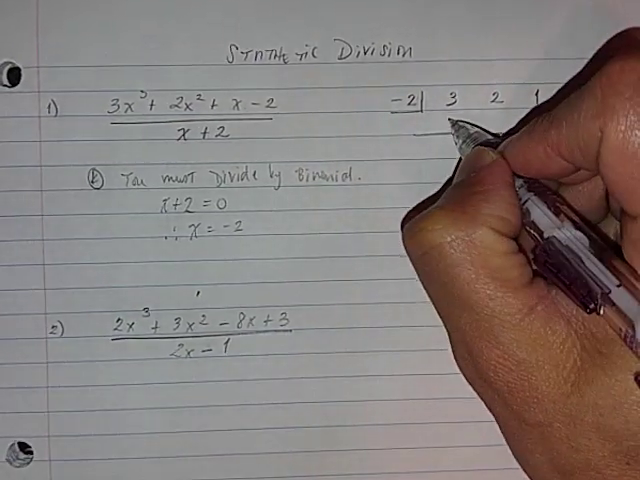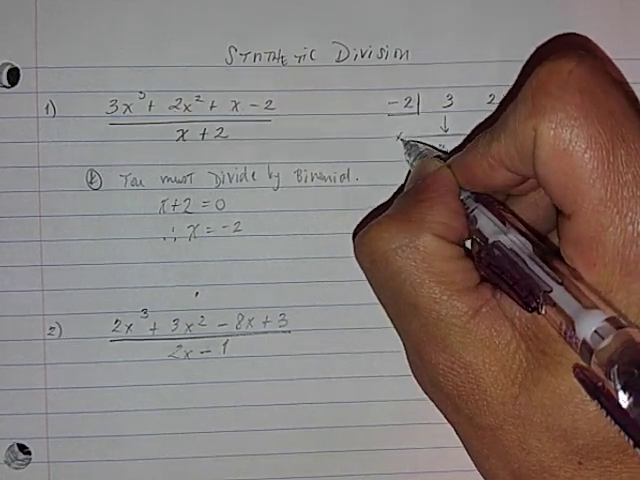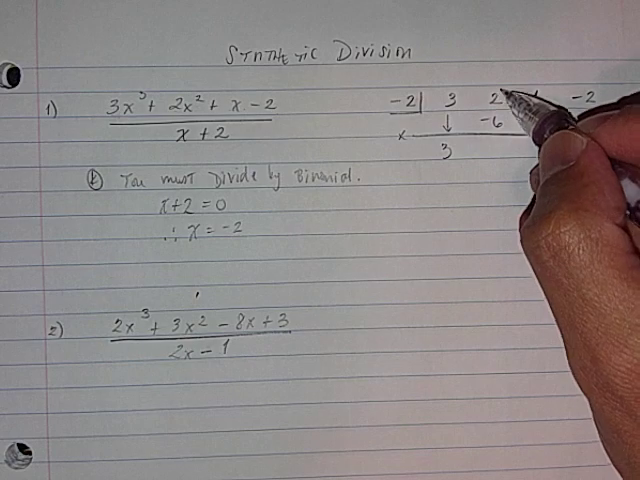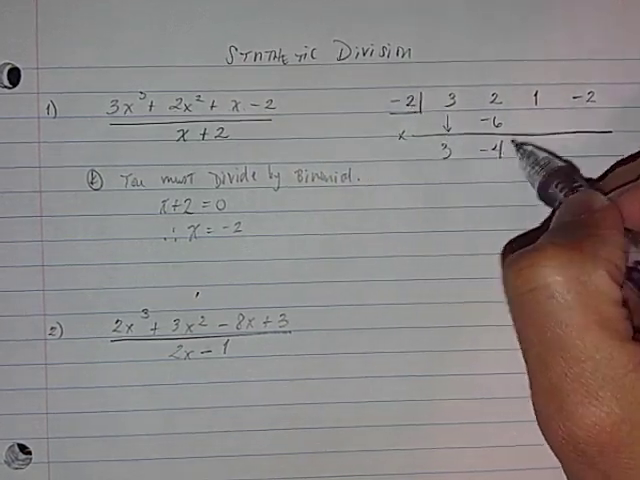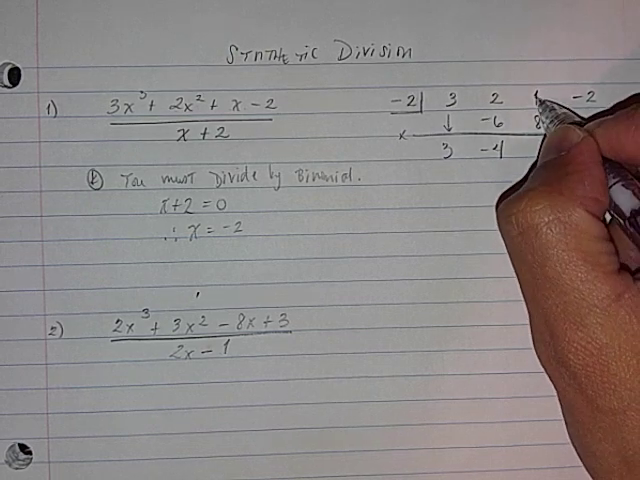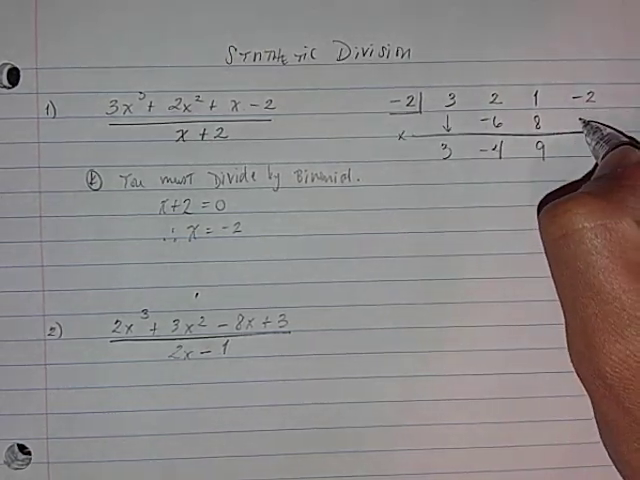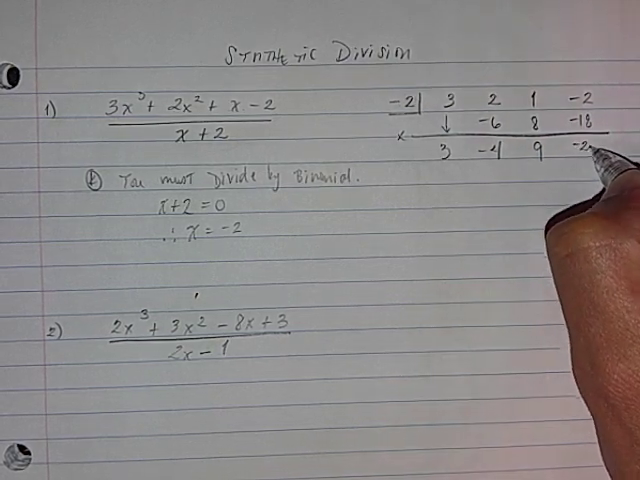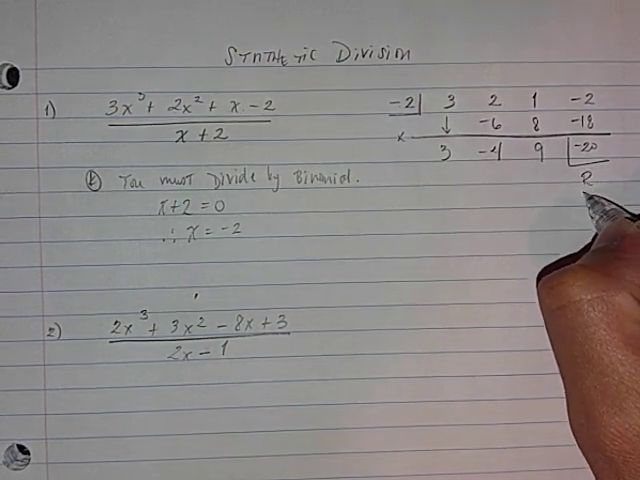Okay, and all you want to do is just bring the first guy down, which is a 3, multiply, negative 2 times 3 is negative 6, and then just do what this tells you. 2 minus 6, well, that's going to give me negative 4, multiply that, that's going to give me 8, 1 and 8 is going to give me 9, negative 2 times 9 is negative 18, put that together, that's going to give you negative 20. Okay, and this guy would be your remainder.